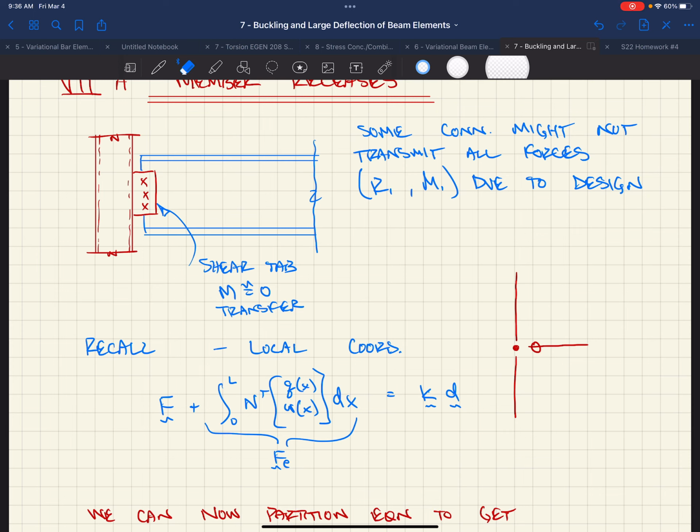Because if you don't, then you're going to under-design the supporting elements, as well as the brace, because now you're saying the brace is not taking as much load as it really would, especially flexion. So, yeah, releases can be a pain.